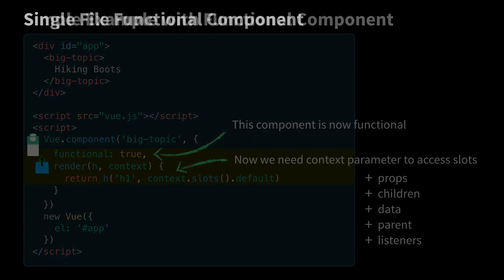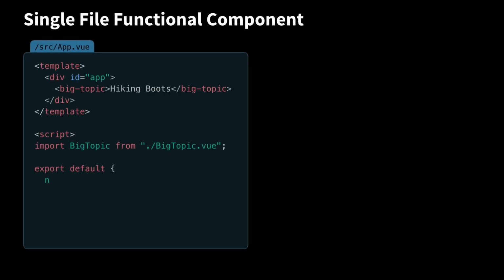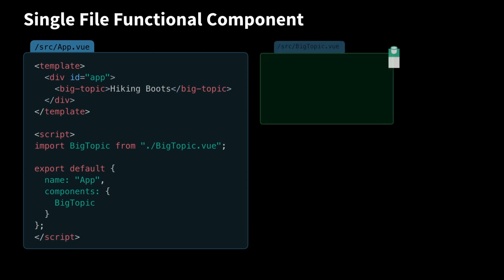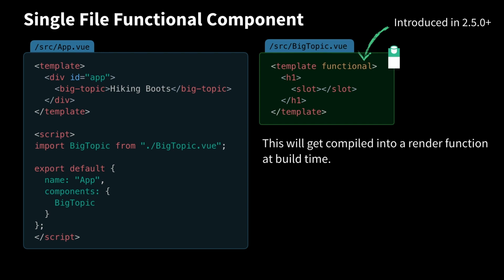If we move our application into single file components, like we see here, we can then create a functional component simply by specifying it in the template as an attribute. This was introduced in Vue 2.5.0. At build time, this will get compiled into a render function. As you can imagine, this is great for presentational templates that have little to no logic. It can speed up your application.